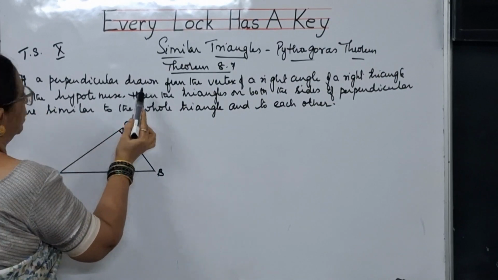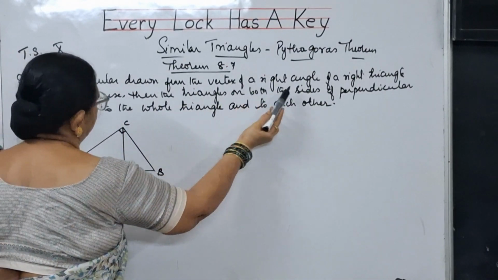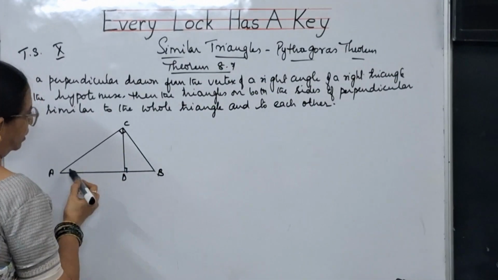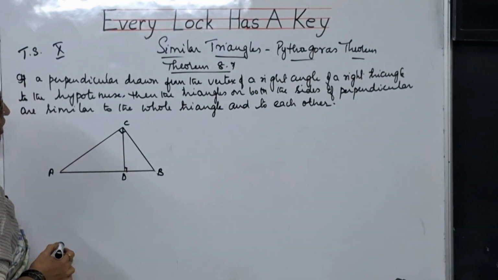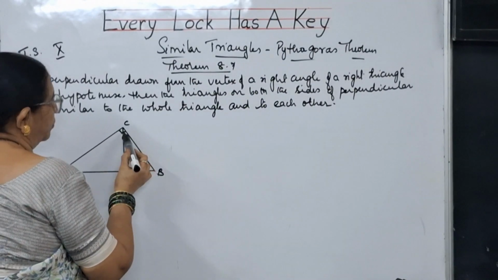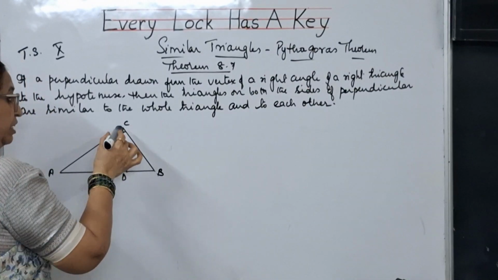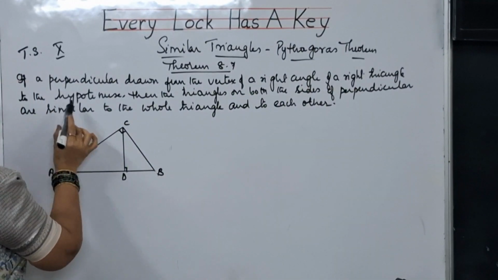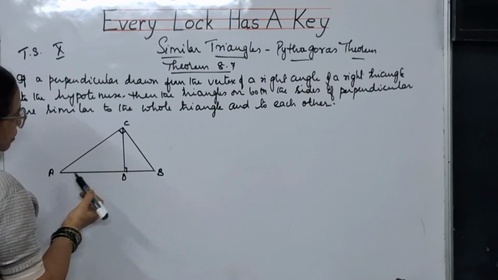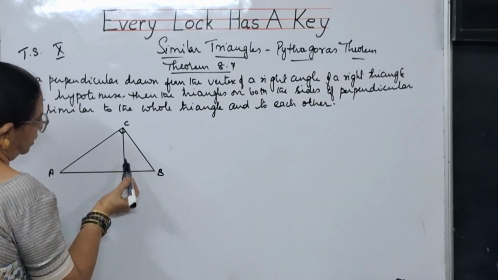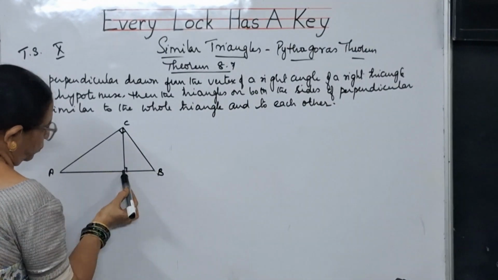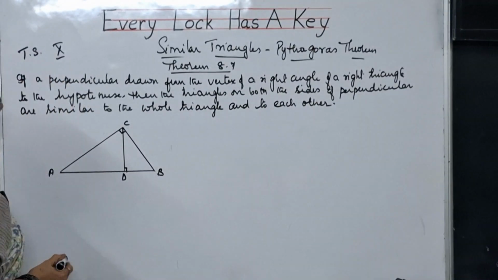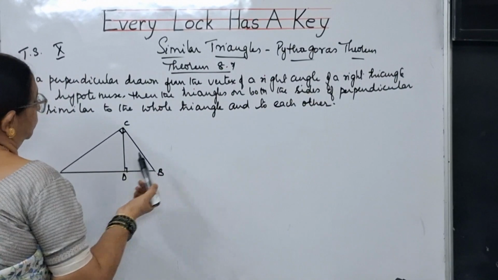If a perpendicular is drawn from the vertex of a right angle triangle, see in this triangle, this is the vertex of the right angle. The vertex should be the right angle of a right angle triangle, to the hypotenuse. See, from here, this is the hypotenuse because this is 90 degrees. To this, if you draw a perpendicular, then the triangles on both the sides of the perpendicular.